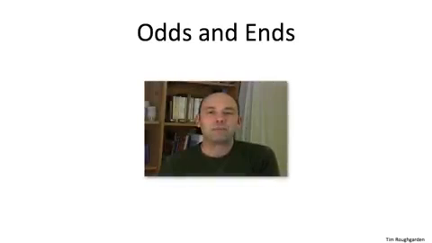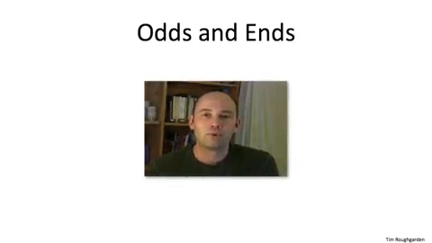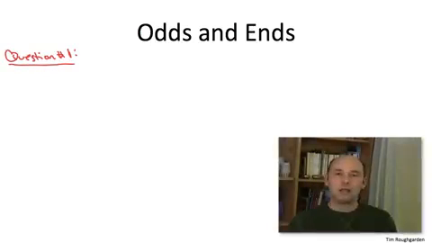So let me wrap up the discussion of the Floyd-Warshall algorithm with a couple odds and ends, answers to two frequently asked questions. So question number one, which frankly I kind of hope you're wondering about, is, well, what's up with input graphs that do have a negative cost cycle?